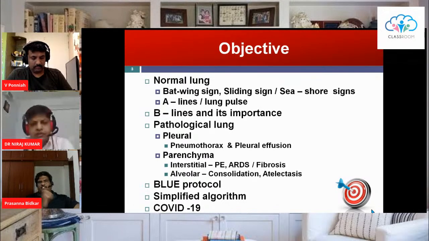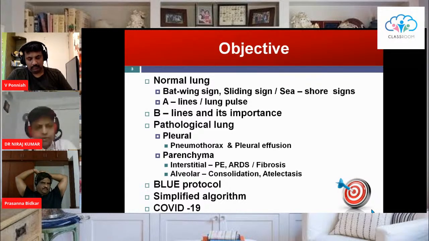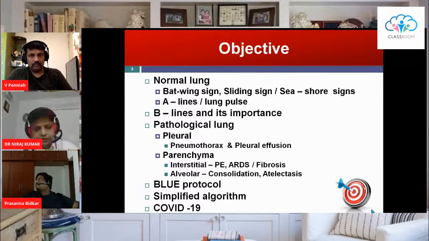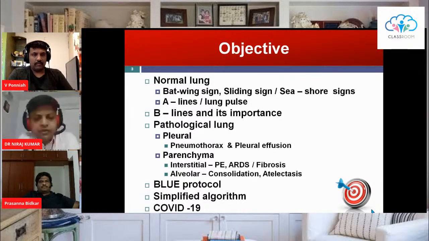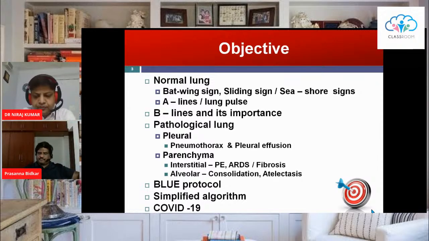Amongst the interstitial lung syndrome, we will discuss pulmonary edema and ARDS. Amongst the alveolar syndrome, consolidation and atelectasis. Then we will discuss the BLUE protocol. This protocol was devised by the French scientist Lichtenstein, who is also called the father of lung ultrasound. Then we will discuss a simple algorithm. Then we will also discuss the importance of knowing lung ultrasound in the COVID-19 pandemic era, and how it can be useful in handling COVID patients.